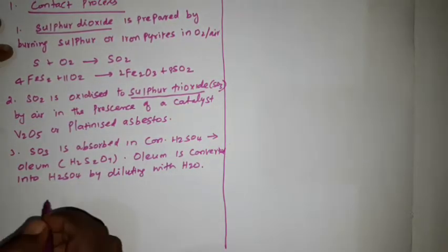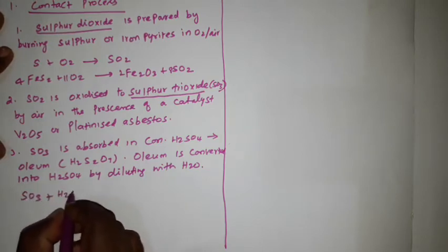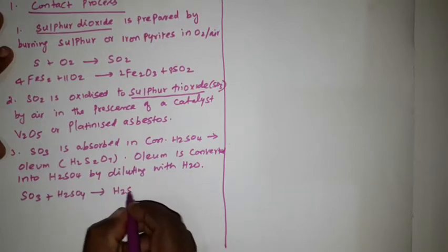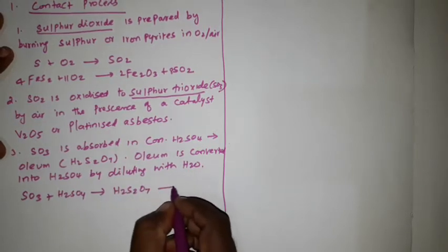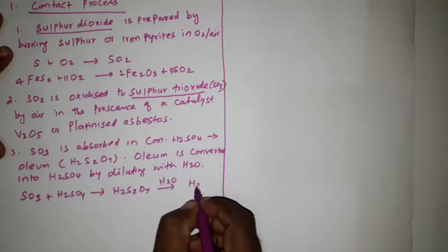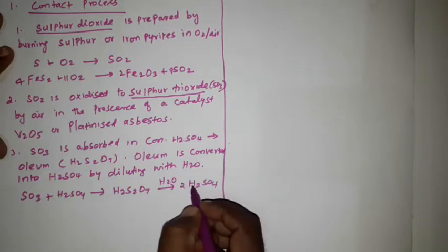So the equation is, first SO3 sulfur trioxide plus H2SO4, we are producing oleum, that is H2S2O7. Then we are diluting this oleum with water, we are producing sulfuric acid H2SO4. Okay, balance the equation to H2SO4.